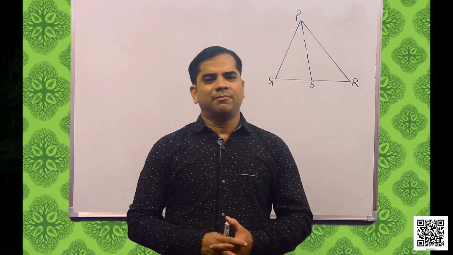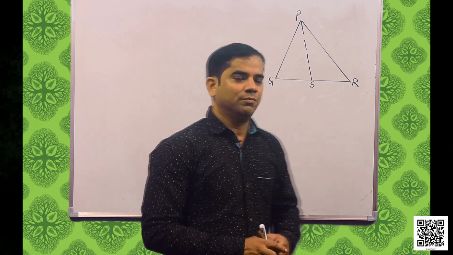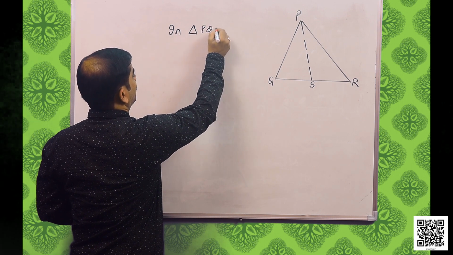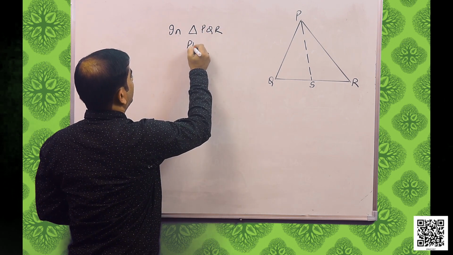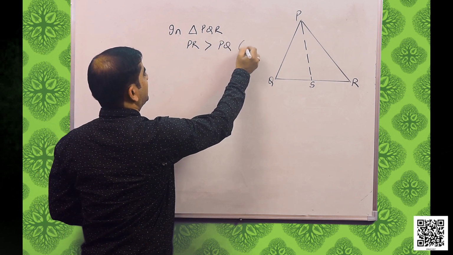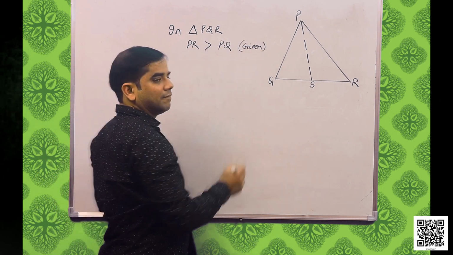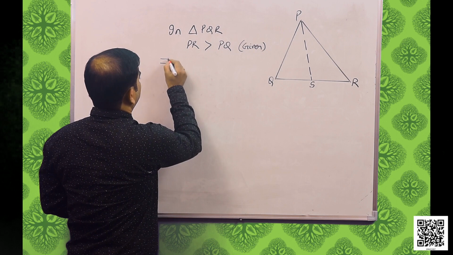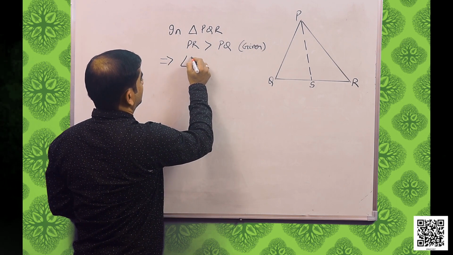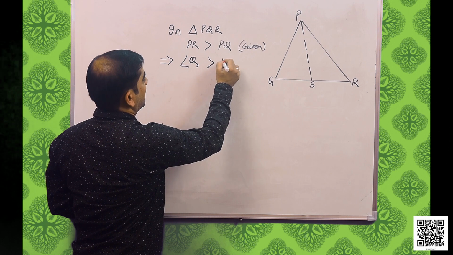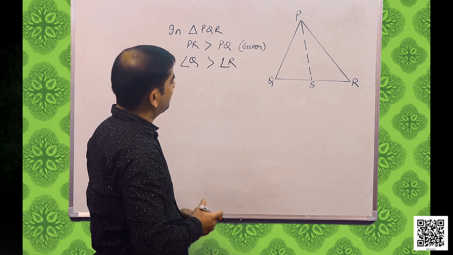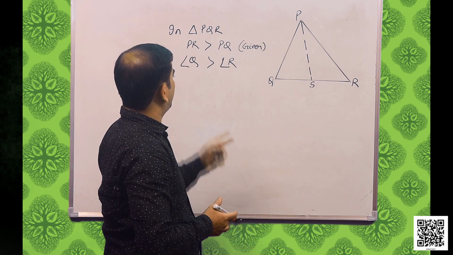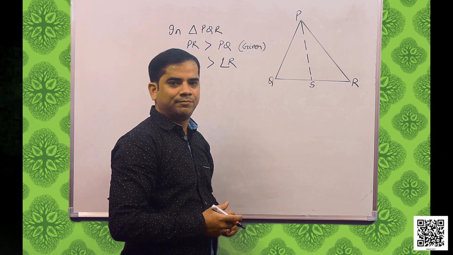In triangle PQR, PR is greater than PQ. It is given. So angle Q is greater than angle R. Let me mark it as 1. Why? Angle Q is the angle opposite to the larger side. That's why angle Q is greater than angle R.